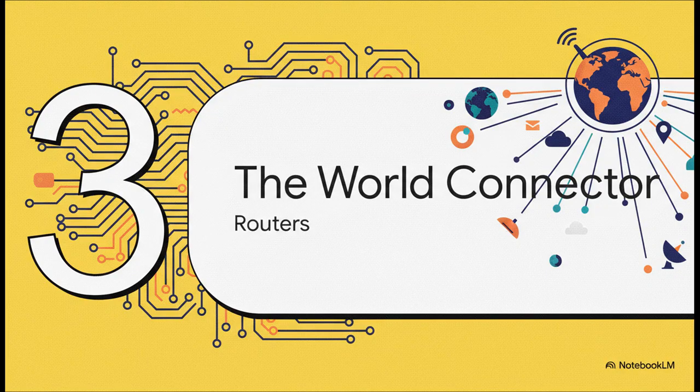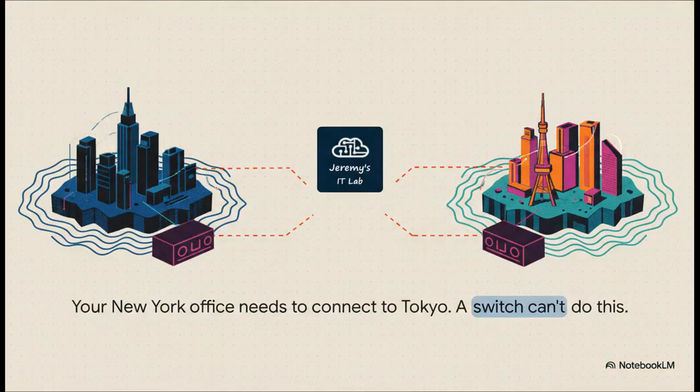Our office is connected internally, which is awesome. But what if we need to connect to another office? Or what if we want to connect to the entire world? We're going to need a world connector. Yeah, this picture shows the switch's limitation perfectly. The New York office is all connected up, and so is the Tokyo office. But the switches in each place, they have absolutely no idea how to get a message from one to the other. They're basically two separate isolated islands.